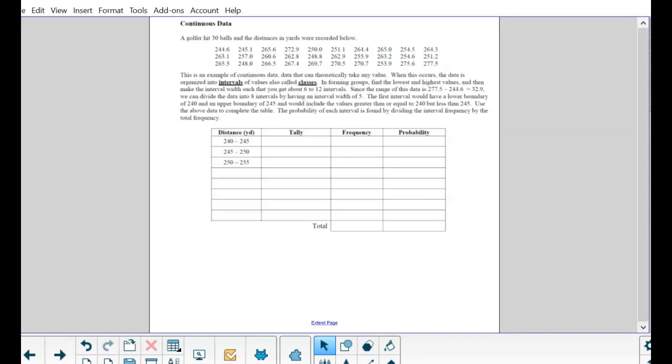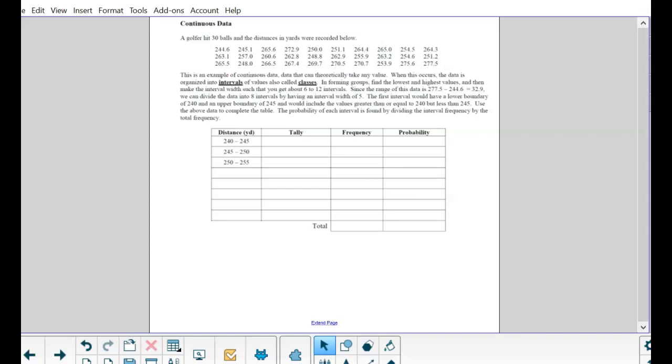So in this case, a golfer hits 30 balls and the distance in yards were recorded below. So we really don't want to do a bar graph for each particular value because there's really an infinite number. Rounded to the nearest tenth, not an infinite, but still a lot. So this is where we would want to group them in intervals. Sometimes they're called classes. In forming groups, find the lowest and highest values, and then make the interval width such that you get about 6 to 12 intervals.